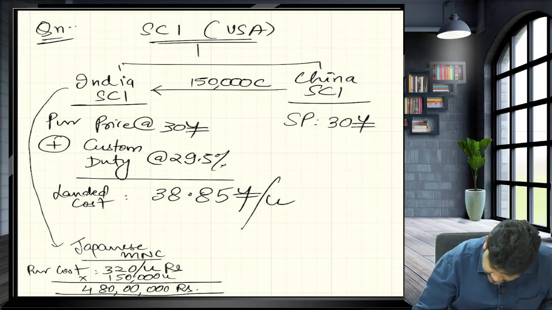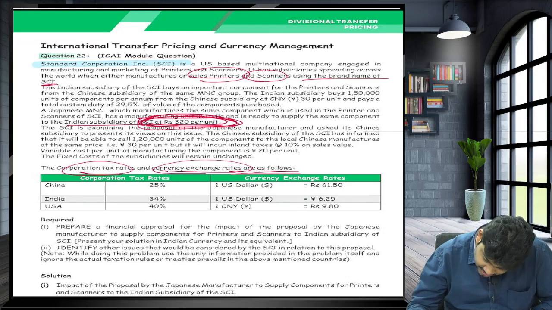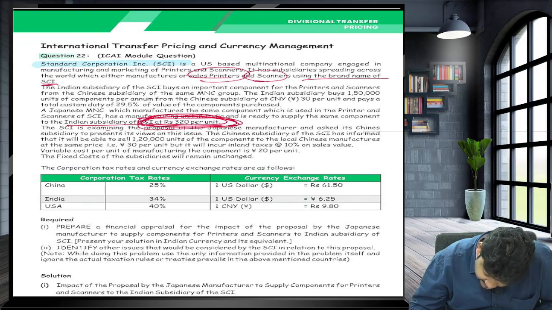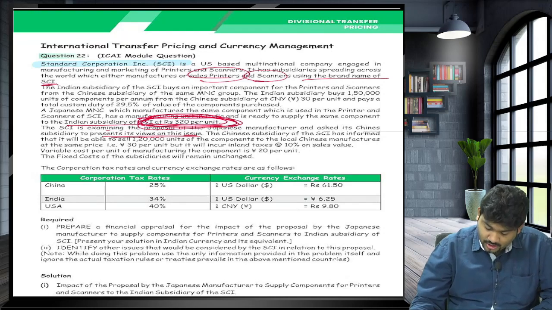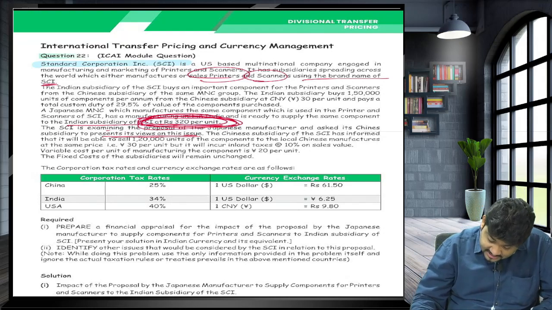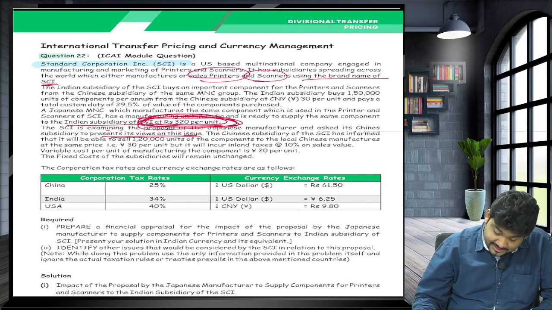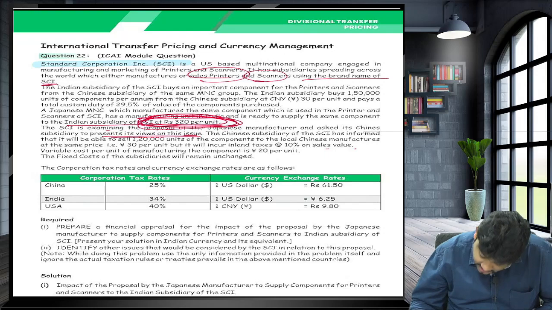Yes. Okay, continuing. The corporation tax rates and currency exchange rates are given. SCI is examining the proposal of Japanese manufacturer and asked its Chinese subsidiary to present its views on this issue. Chinese subsidiary of SCI is informed that it will be able to sell 1,20,000 units of the components to the local Chinese manufacturers at the same price of yen 30 per unit, but it will incur inland taxes at the rate 10% on sales value. Variable cost per unit of manufacturing the component is yen 20 per unit.